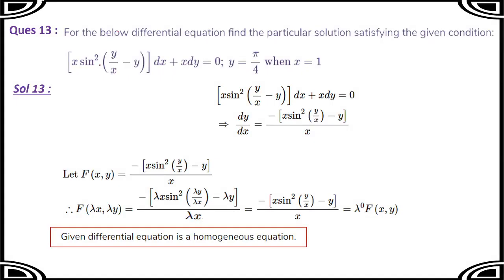Question number 13, x sine square y by x minus y dx. First of all, rearrange everything, and here we have to talk about a particular solution. So first of all, dy by dx is equal to this thing. This term will go on the right hand side, so it will become negative, and this x will come in the denominator. Now we have to check, same way, whether it is homogeneous or not. We'll do the substitution. Lambda x sine square lambda y upon lambda x, this cancels, and lambda overall common cancels with this denominator. So yes, this is a homogeneous equation.